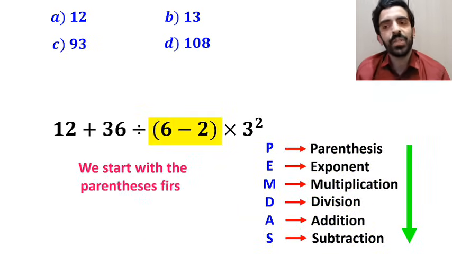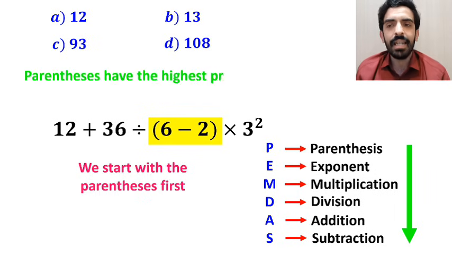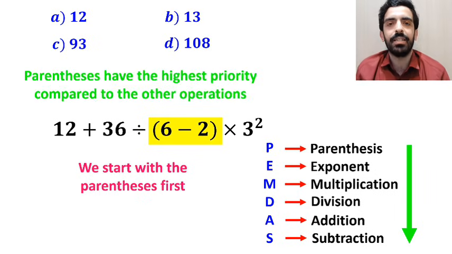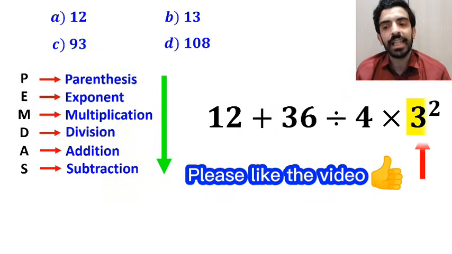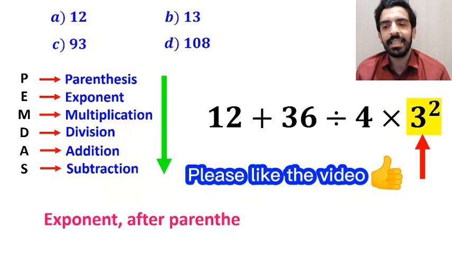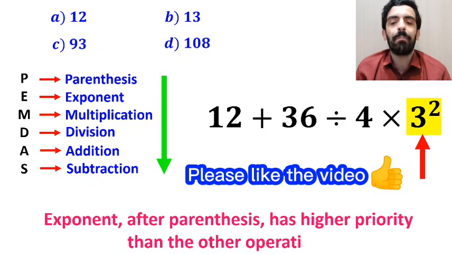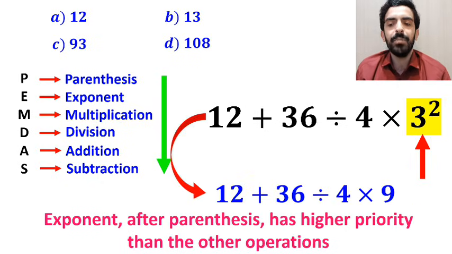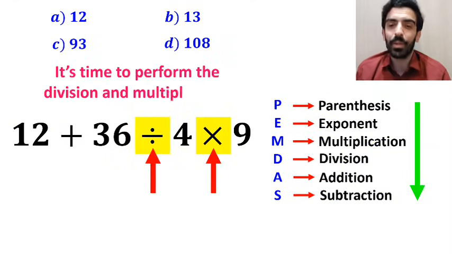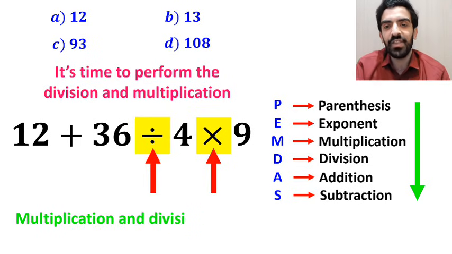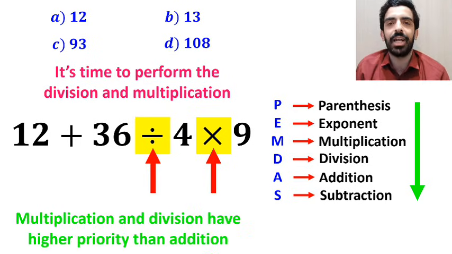So, we start with the parentheses first, because parentheses have the highest priority compared to the other operations. Okay, instead of this expression, we can write 12 plus 36 divided by 4 multiplied by 3 to the power of 2. And the next step, we go to the exponent, because exponent after parentheses has higher priority than the other operations. So, this expression simplifies to 12 plus 36 divided by 4 multiplied by 9. Alright, now it's time to perform the division and multiplication, because multiplication and division have higher priority than addition.